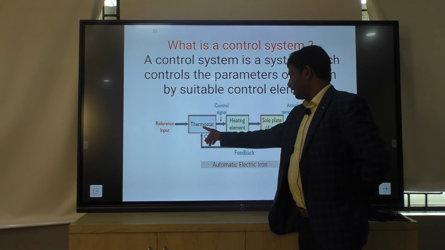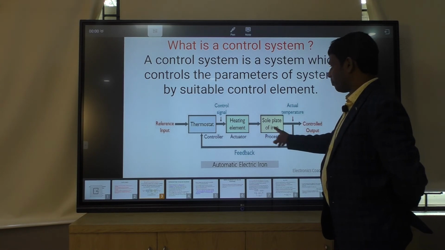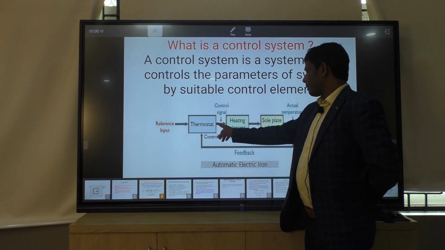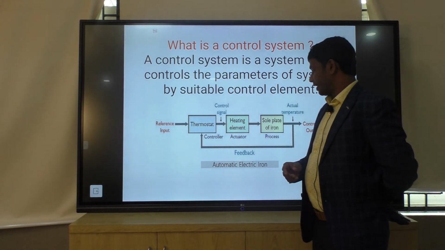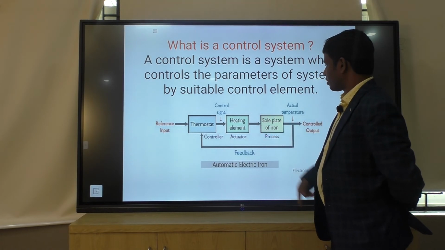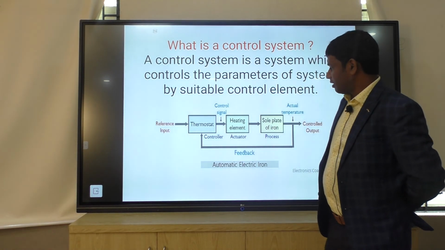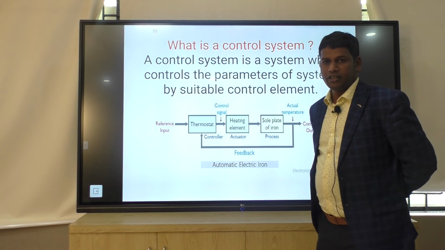The thermostat is a device which senses the temperature from the output, and we compare it; if a higher temperature is required, it gives a signal to the heating element, so the heating element becomes more heated. So this is an example of a control system. Here each element is represented by a block. That's why block is a very important term in control system engineering.